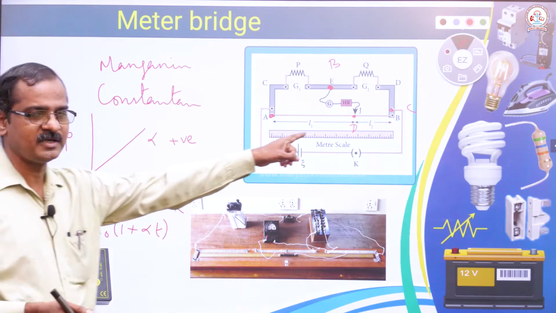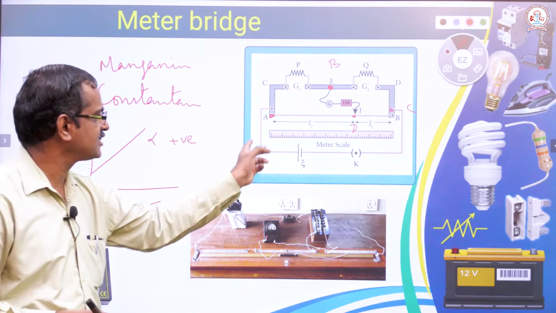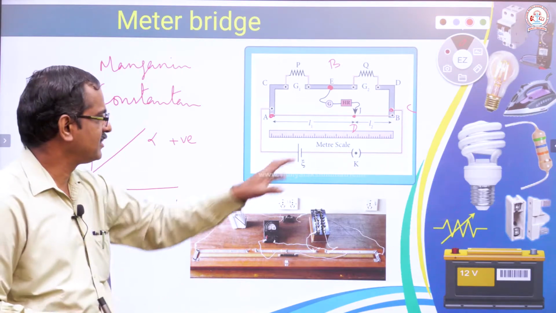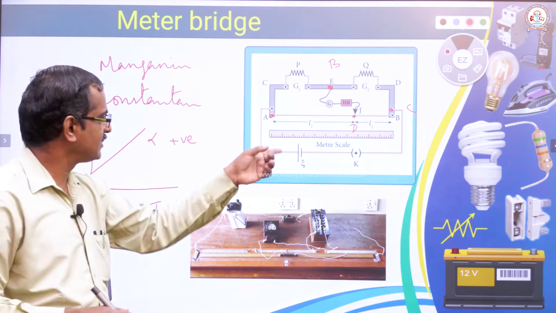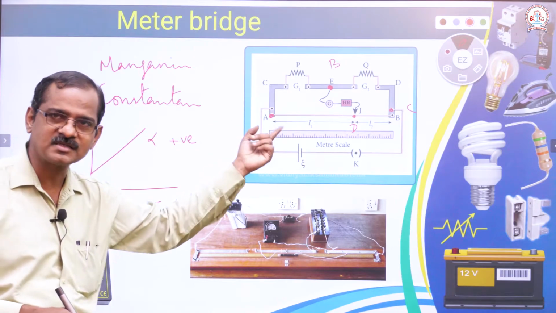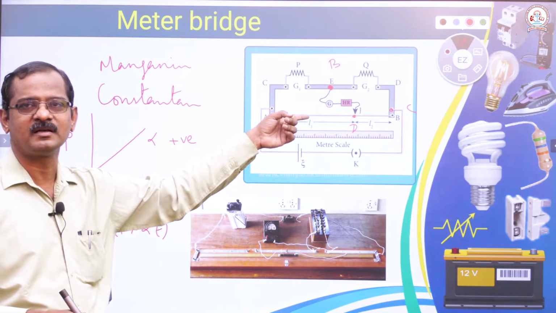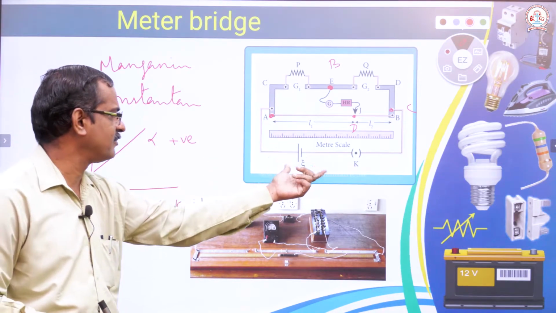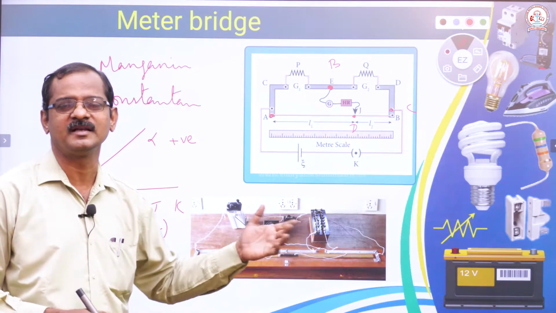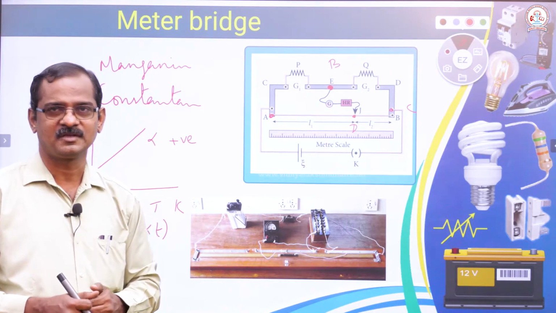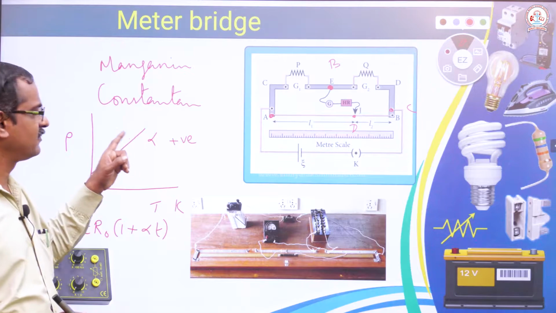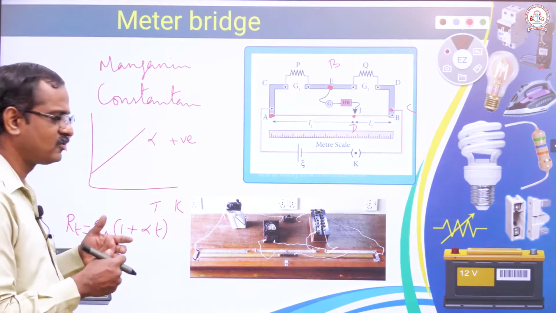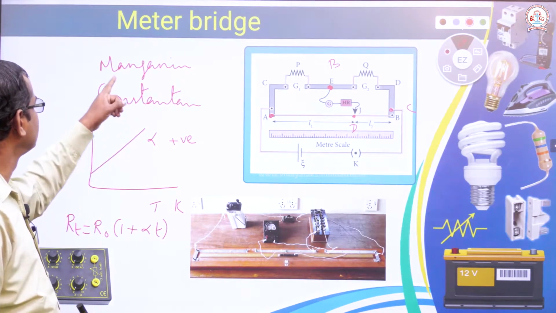That's why we prefer it here, because when current flows through the wire, according to Joule's law, H is equal to I squared R t, some heat energy will be developed. That increase in heat energy should not considerably increase the resistance of the wire. If it does, it will affect the performance of the circuit and we will not get the exact value. That's why we use manganin, which has a very small alpha.